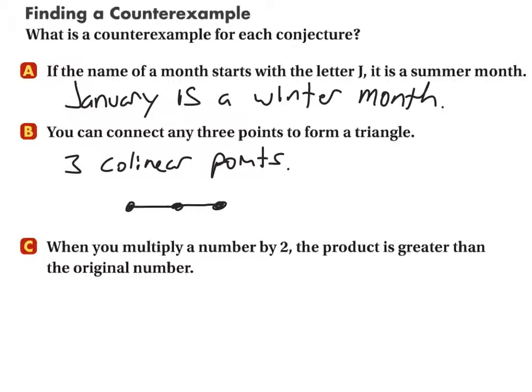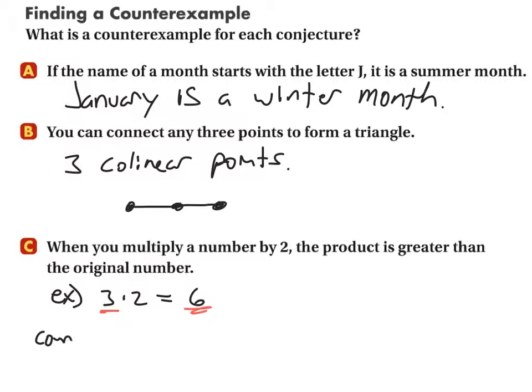Okay? When I multiply a number by 2, the product is greater than the original number. For example, now this is not a counterexample. This is an example of what they're trying to say. They are saying, well, if I take 3 times 2, I get 6. And 6 is bigger than 3. Right? That's an example of what they're trying to say. What's a counterexample, Sarah? 0 times 2. Why not 0 times 2?